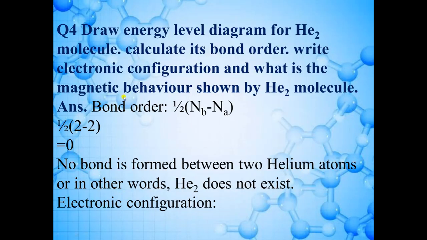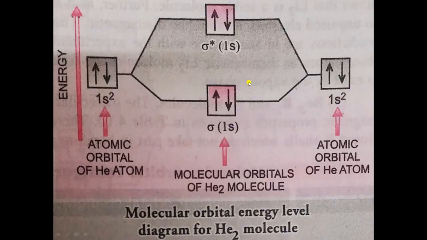Next question is, draw energy level diagram for He2, helium-2 molecule, calculate its bond order, write electronic configuration and what is the magnetic behavior shown by helium-2 molecule. Okay, so helium-2 molecule: electronic configuration of helium is 1s2 because atomic number is 2. In the same way, this is also for helium atom, right? And electronic configuration is 1s2. 2 electrons are filled in this orbital, 2 electrons are filled in this orbital.